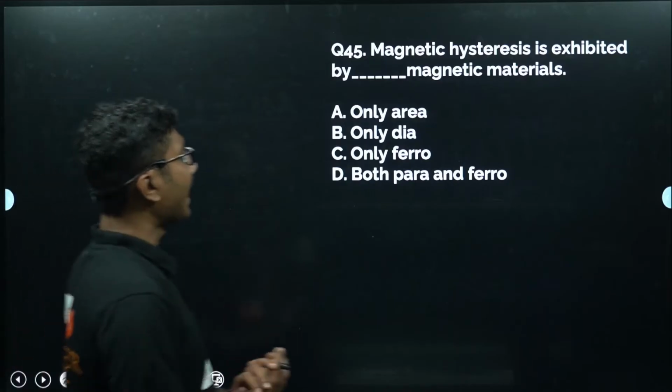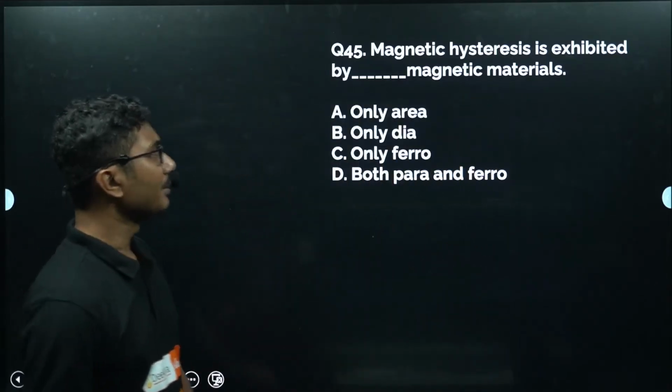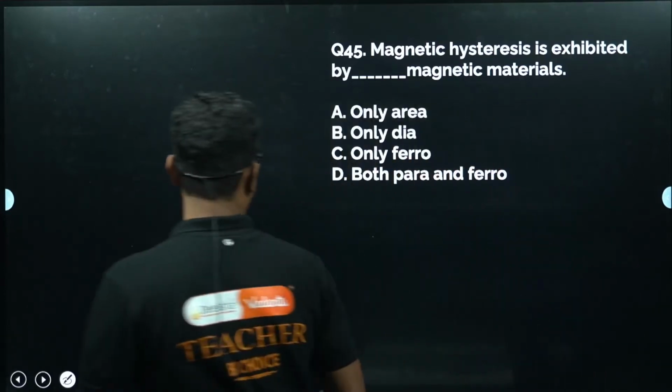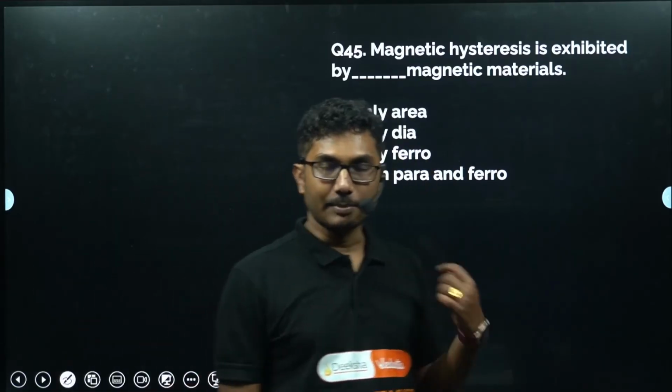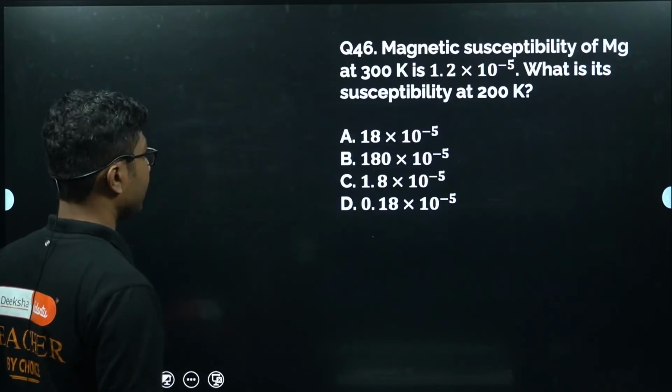Now, the magnetic hysteresis is exhibited by dash magnetic materials. Now, hysteresis is deleted, so this is a deleted question. The correct answer is only ferro, but it is a very simple, trivial question. If you know the concept, you can answer it, and it is a time saving question.